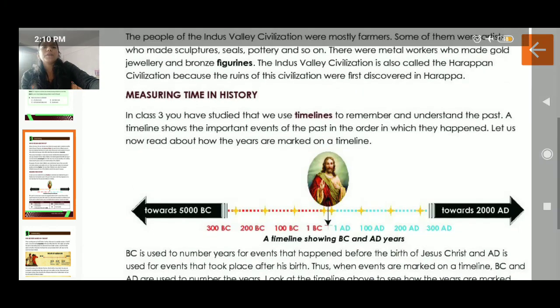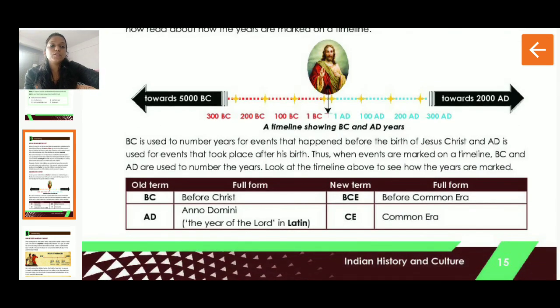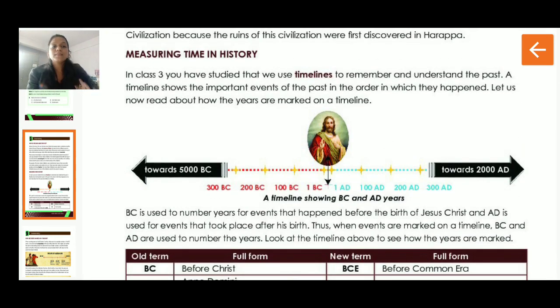So I hope you have understood the lesson till here. What you are going to do is read this chapter till page number 15, or you can see this page in your textbook. Read this lesson till here, underline all the new words and the hard words. Okay.